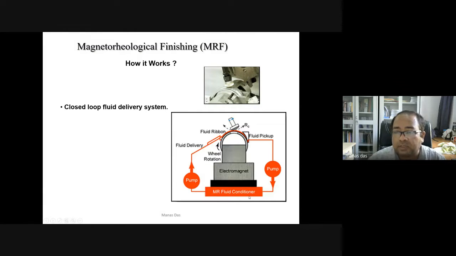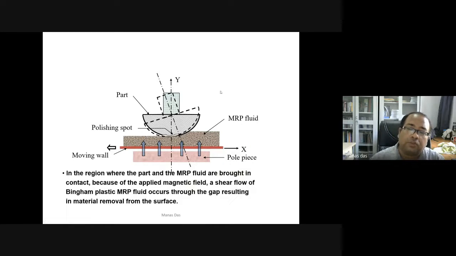Then the fluid goes to an MR fluid conditioner, where the rheological property of the MR fluid and the temperature of the fluid are maintained. That is how it works, and in this zone only the magnetic field is applied. You can see the north and south pole here, and the pole core material is designed in such a way that the magnetic field is concentrated only where they are getting this polishing, and this kind of dwelling motion is given. It is also rotated about this axis, so the disc is rotated along with the ribbon. You can see that this kind of zone is generated.